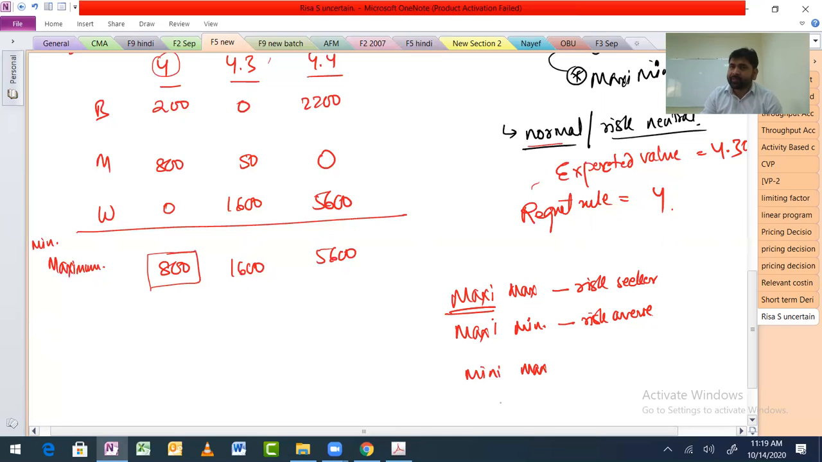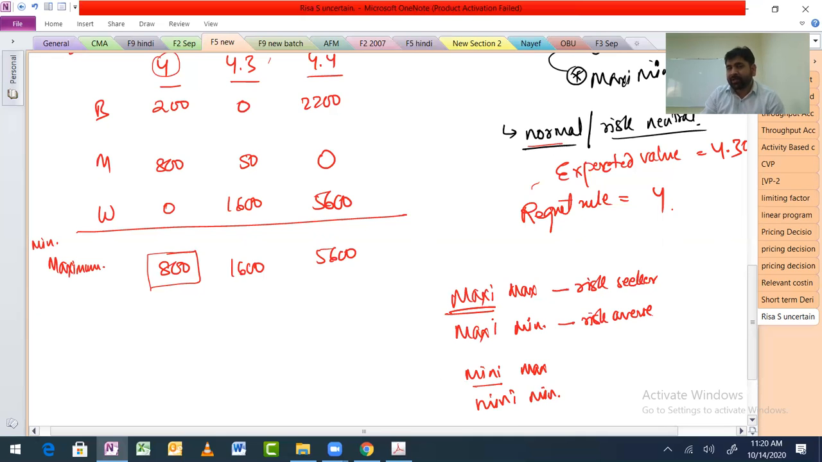Minimize the maximum. Why minimize? Because this is the second step, right? This is the first one. So in the first one, you find the maximum and now you want to minimize it. Why? Similarly, minimize the minimum. Why?